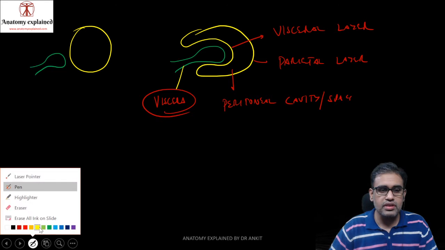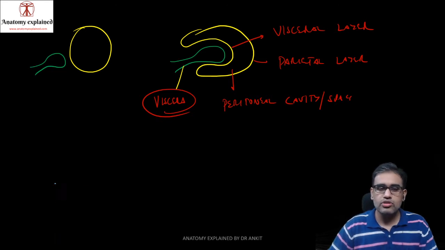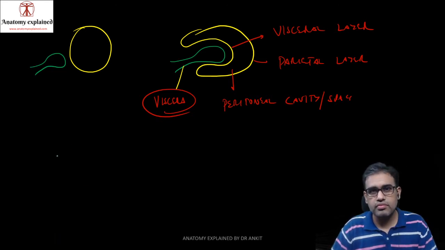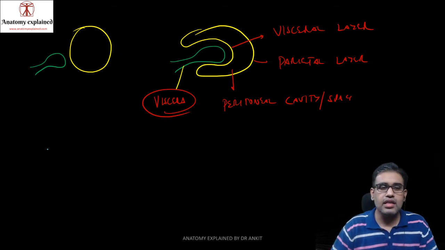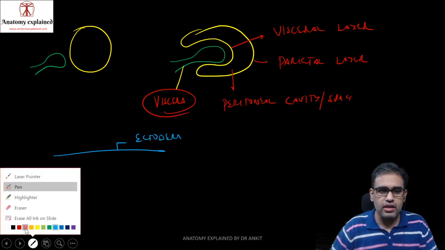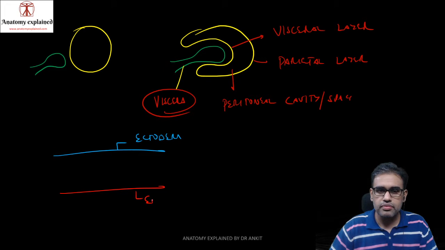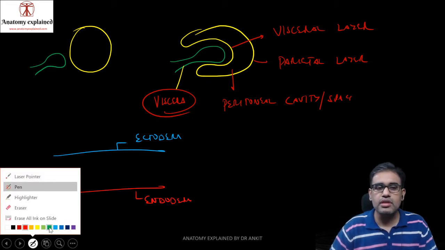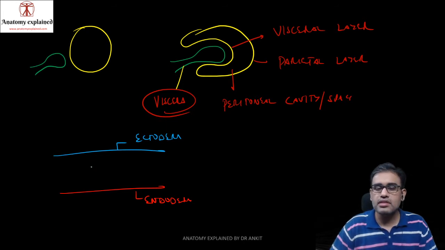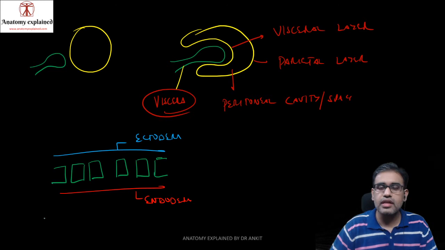Now a little bit of its embryology is also very important. In embryology we know that humans develop from 3 germ layers. The outer or upper one is the ectoderm, the lower or ventral one is the endoderm, and the middle one is the mesoderm. This mesoderm is divided into 3 parts: paraxial, intermediate, and the lateral plate mesoderm.